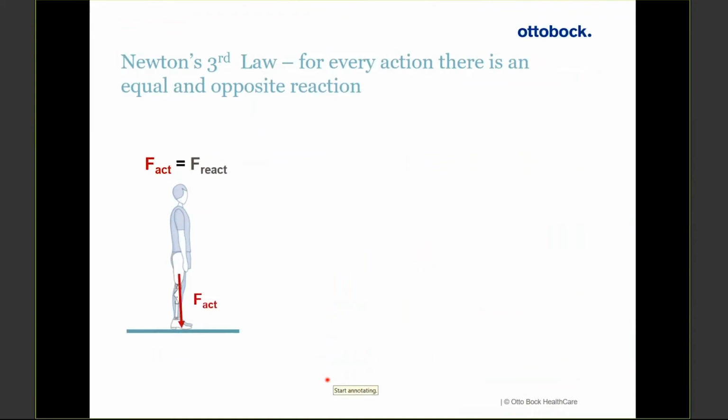As you can see here, our transfemoral user has a force acting into the ground, and you'll see an equal and opposite force, our ground reaction force, in return. Now, what's important that we obviously know is that there is a vertical and horizontal component of that force.